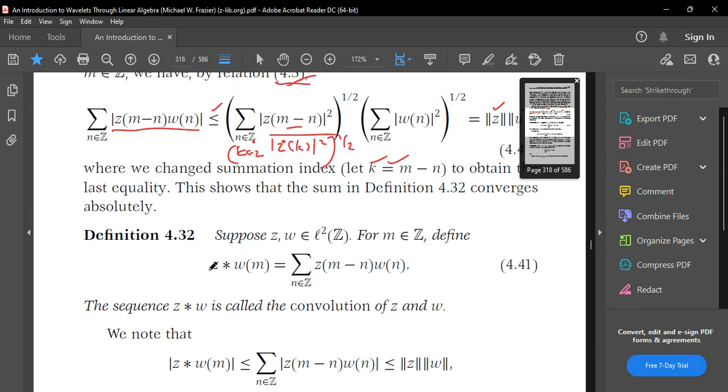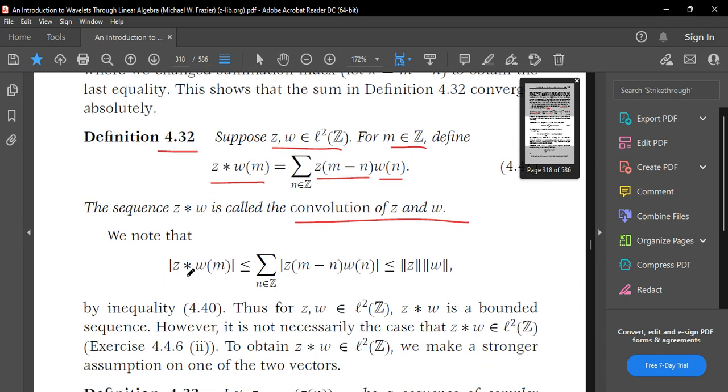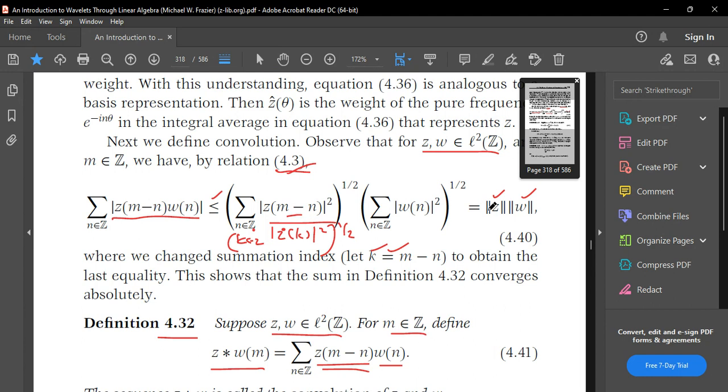And now Definition 4.32: for z, w belonging to L2 of Z, for m belongs to Z, define the convolution between the two items. We have earlier defined it for L2 of Z, and now we extend this result. z star w of m is equal to the summation over n belongs to Z of z of m minus n times w of n, the same as we have seen earlier. And the modulus of z star w of m, for each m, will be less than or equal to the summation of the modulus of z of m minus n times w of n, which will be less than or equal to norm z times norm w by this relation.